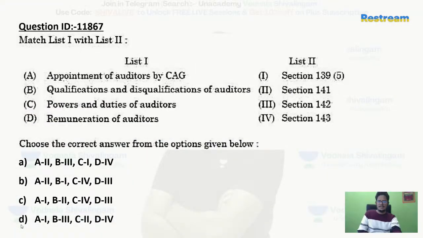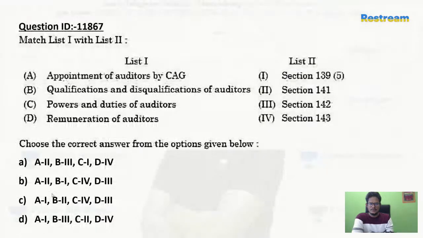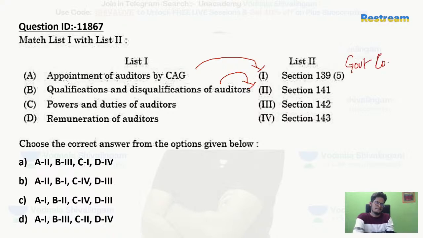Next, section numbers 139(5), 141, 142, 143. So the answer for this question is option C. That is simply 141, which is qualification and disqualification. And appointment of auditor by the CAG, which is 139(5) for a government company. Powers and duties of auditor, which is 143. 142, remuneration of auditor.